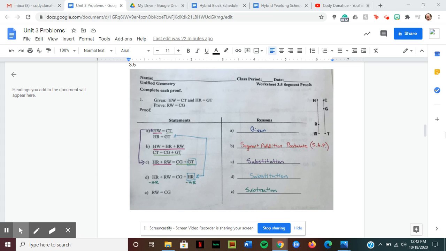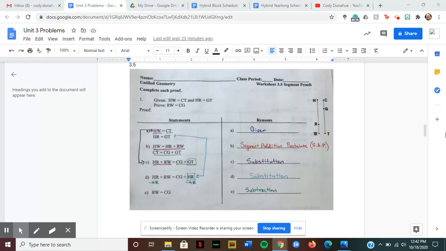All right, so for 3.5, we're going to be again extending our discussion on two-column proofs, and this time we're going to lead it more into the direction of segment proofs. Keep in mind for segment proofs, there were three important definitions that you needed to remember: the definition of congruency, the definition of a midpoint, and also the segment addition postulate. Those are three things that we need to keep in mind when we are writing segment proofs.